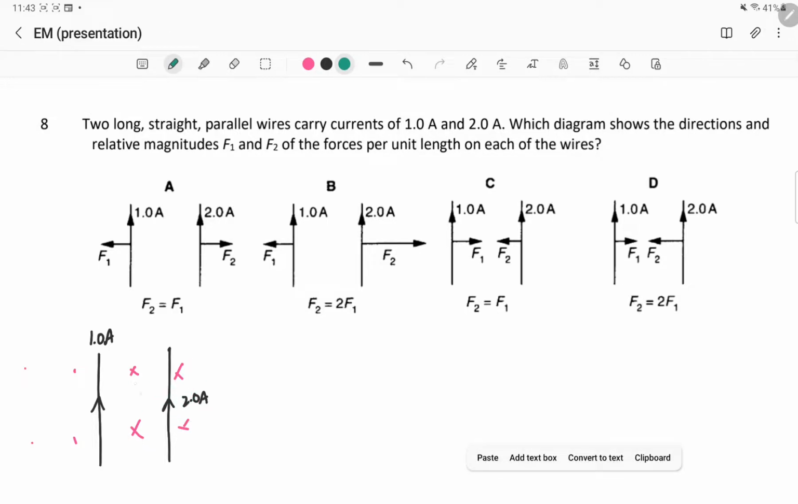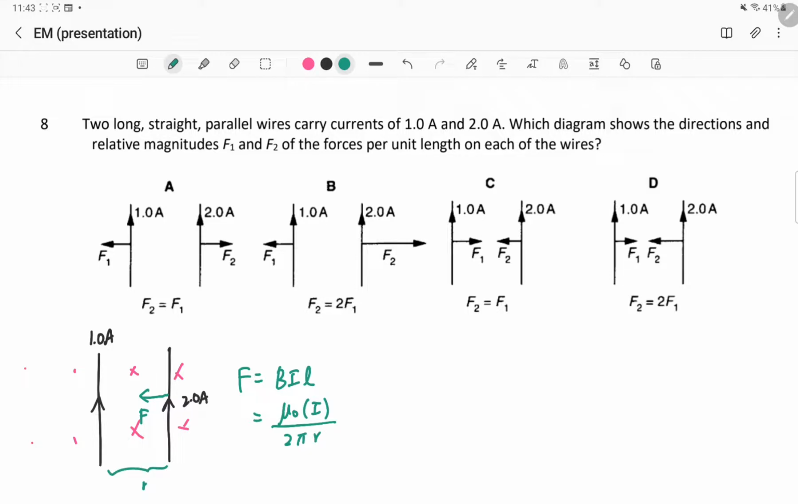Using Fleming's left hand rule, we can predict the force will be towards the 1 ampere one. And what is the magnitude? We use BIL. Who creates this B? It's the 1 ampere creating the B. So you have mu naught times 1 ampere, let's just call it I first, over 2 pi R, where R is the gap here, times the current here, which is 2I, times the L.